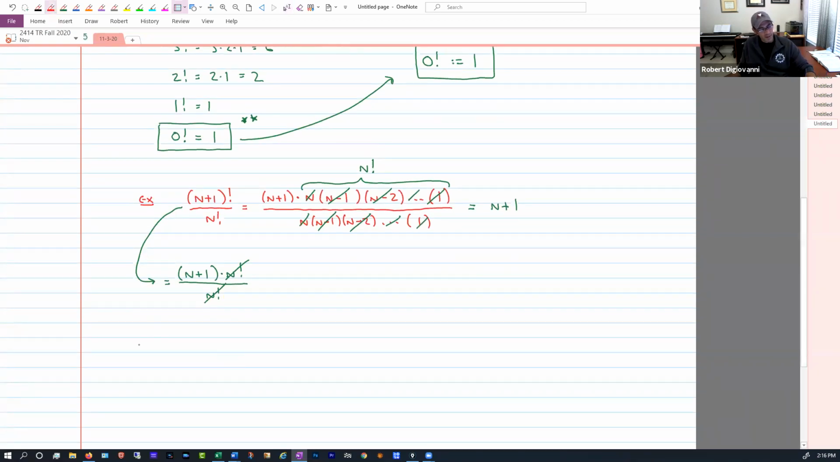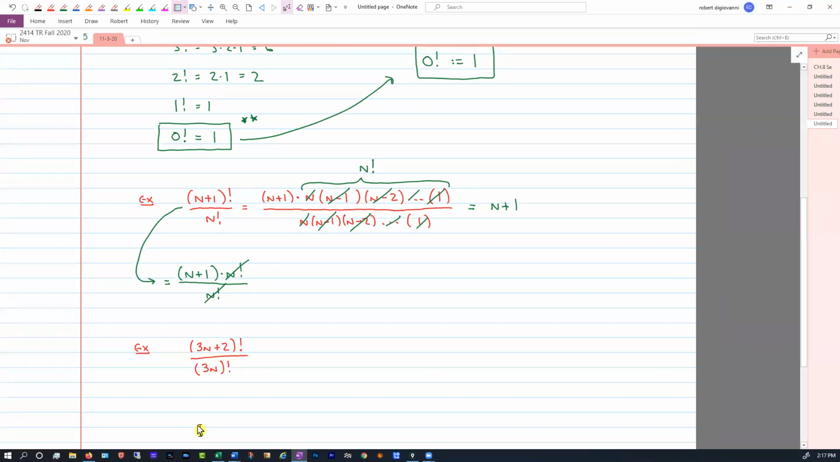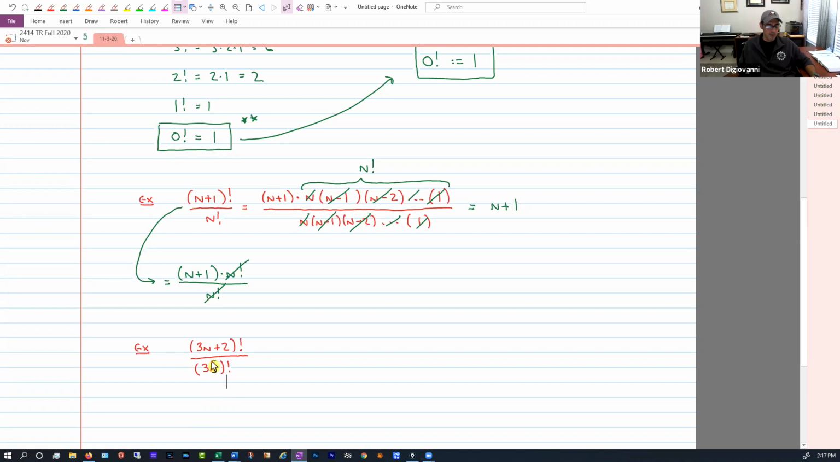I'm going to give you another one underneath it. How about this one? How about 3n plus 2 factorial over 3n factorial? So which of these is bigger? 3n plus 2 factorial or 3n factorial? Which one of those is bigger? The top one. 3n plus 2 is bigger than 3n, isn't it? So this is going to be a bigger number that you have to keep on chipping one away on each time, right?